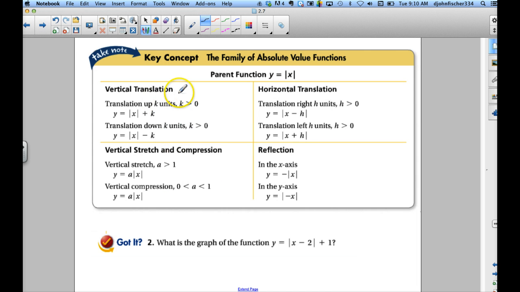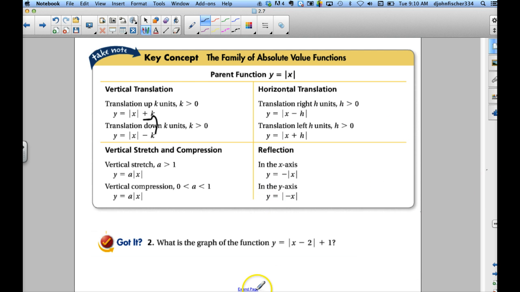Now, a couple key concepts of graphing here. Vertical translation is the numbers on the outside, so plus k or minus k. Horizontal translation is minus h or plus h, which moves left or right. Just like the previous section, the a in front gives a vertical stretch or compression, and then a negative, with an x inside or outside, is your reflection.